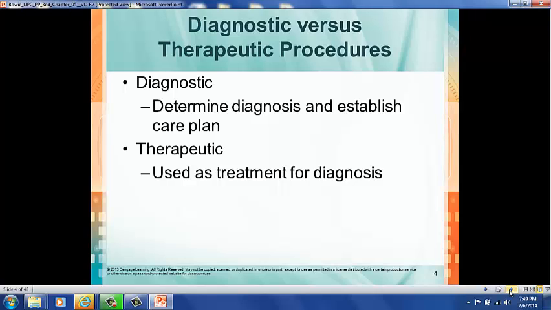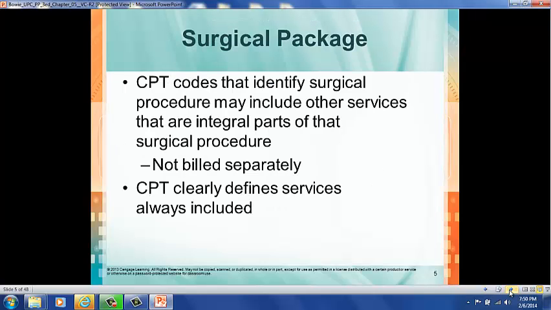Understanding whether the procedure performed is a diagnostic or therapeutic procedure can also be helpful when determining a code assignment. Diagnostic procedures are completed to determine a diagnosis and establish a care plan. Therapeutic procedures are part of the care plan and are used as treatment for diagnoses, which have already been rendered. Prior to the code listings in the CPT manual, the surgery section specific guidelines are presented in the manual.